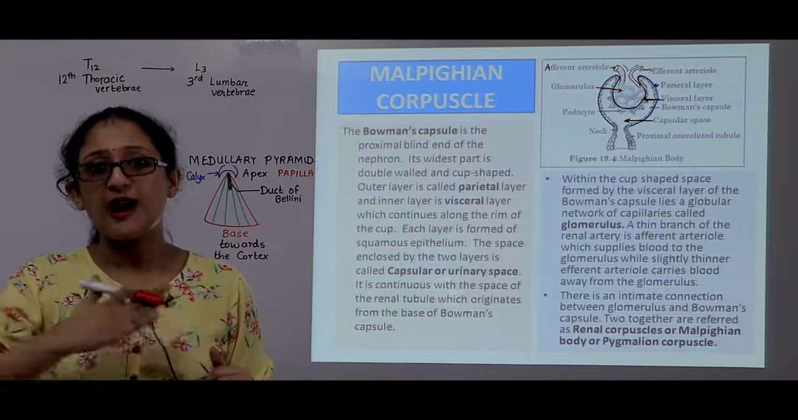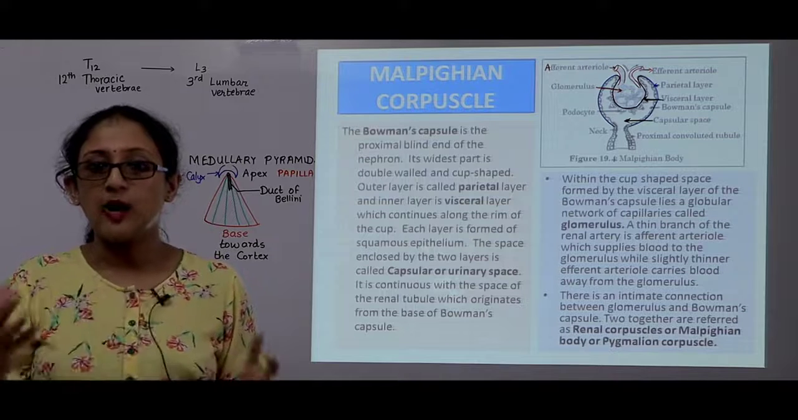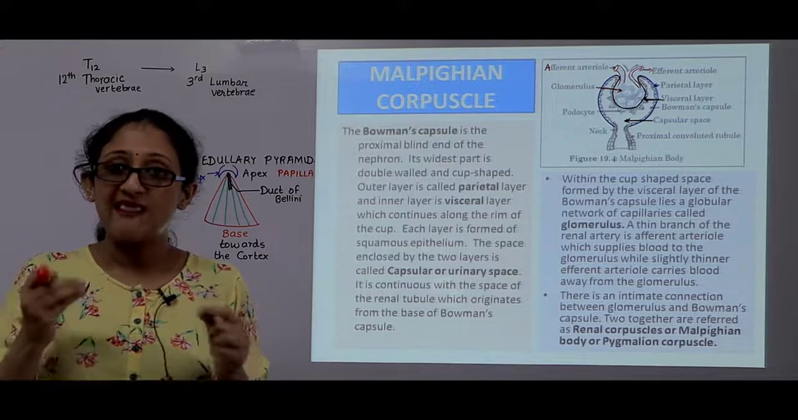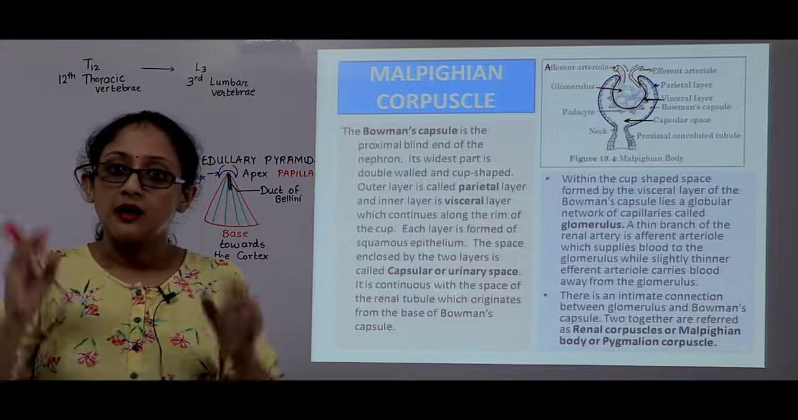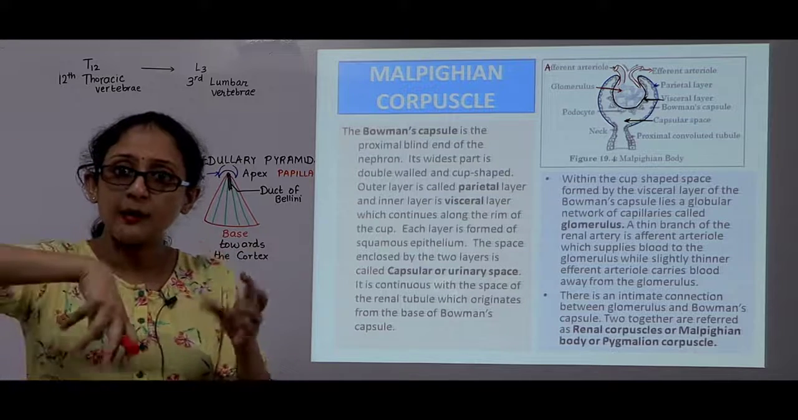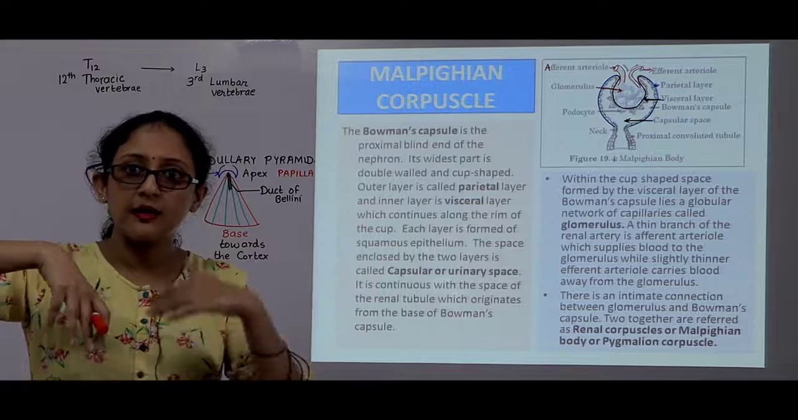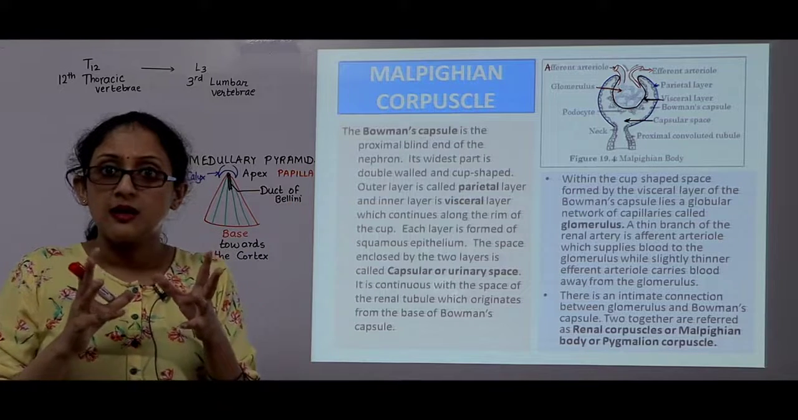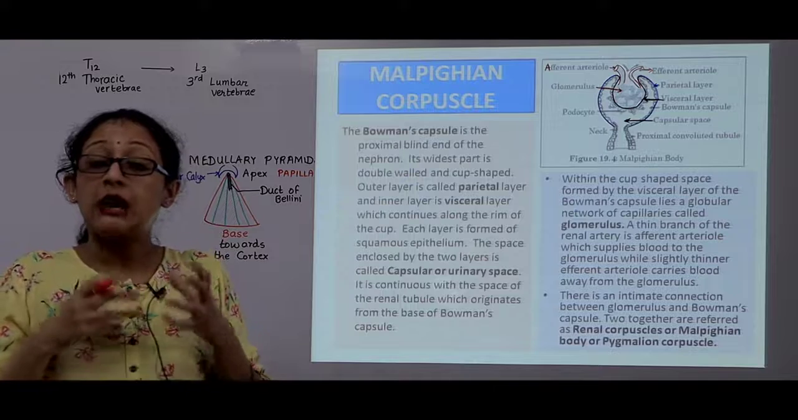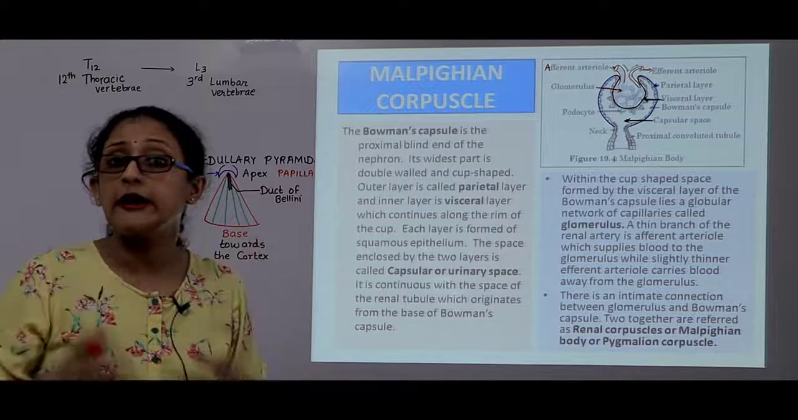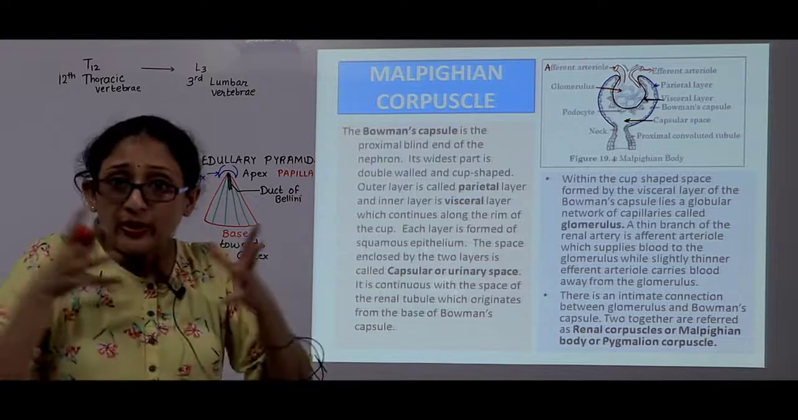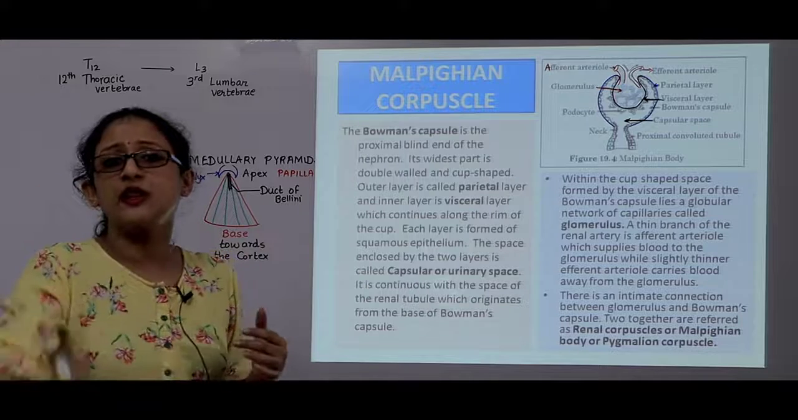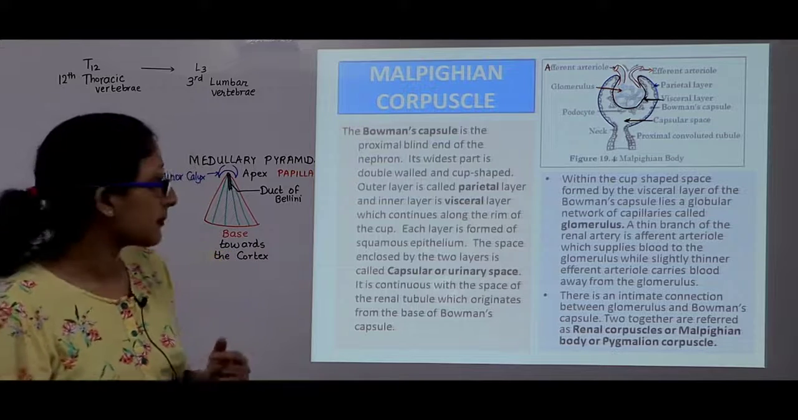With every heartbeat, what happens? Fresh 10 will come in, 7 is going out, 10 is coming in, 7 is going out. Means in the glomerulus, fluid is accumulating under high pressure, under high hydrostatic pressure. That high pressure causes filtration to occur.